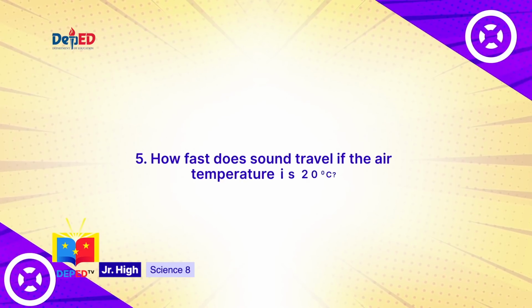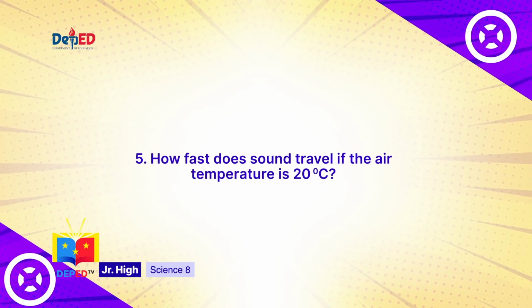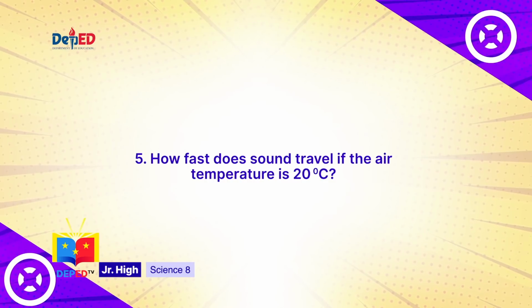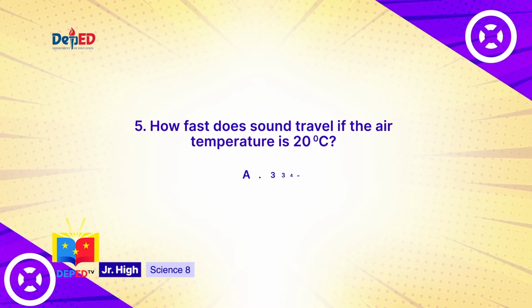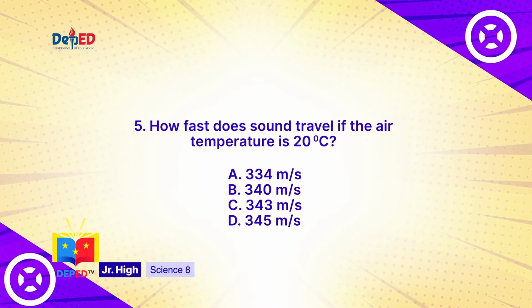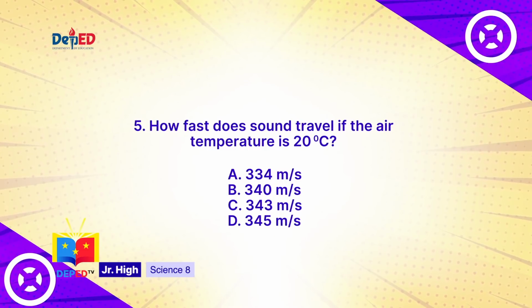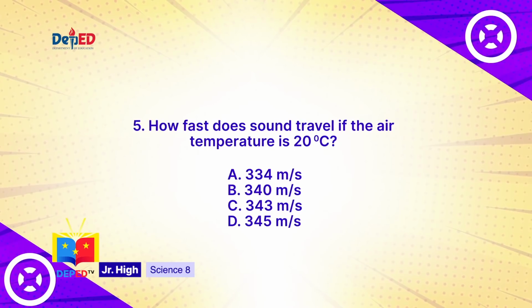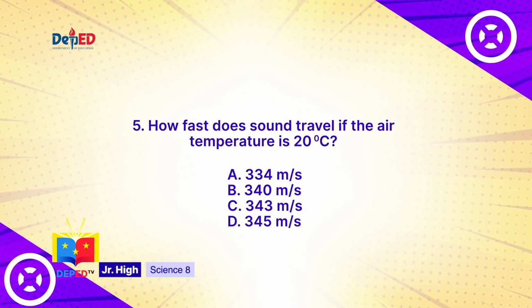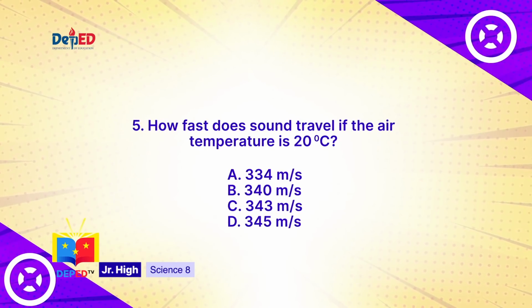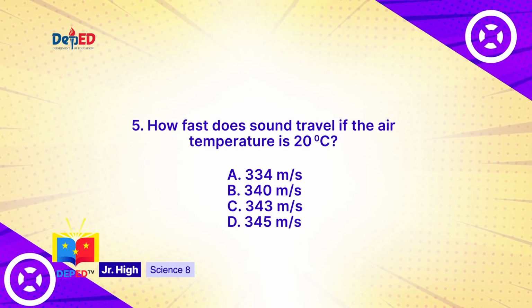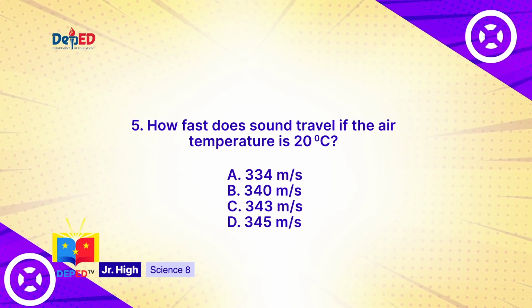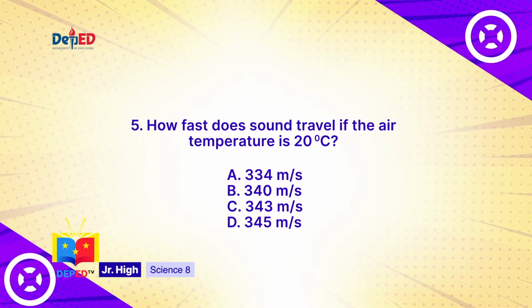How fast does sound travel if the air temperature is 20 degrees Celsius? A. 334 meters per second. B. 340 meters per second. C. 343 meters per second. Or D. 345 meters per second.